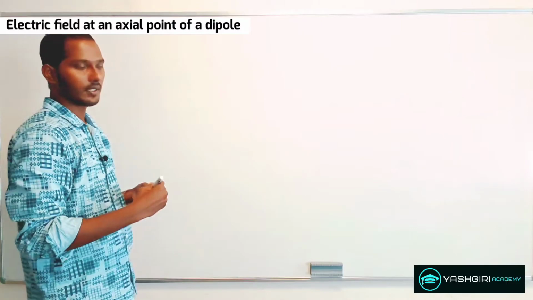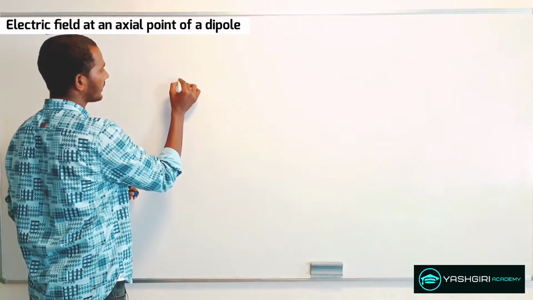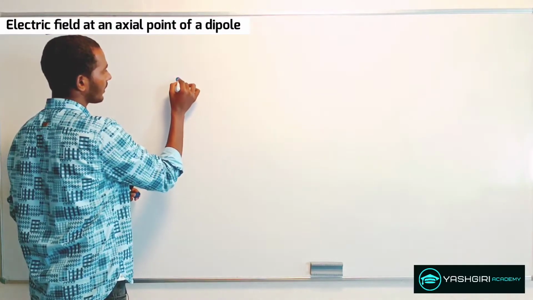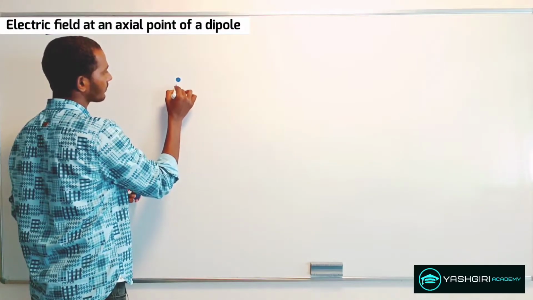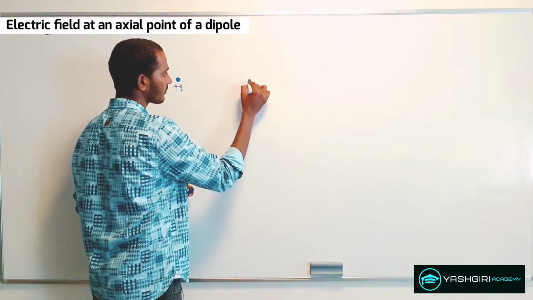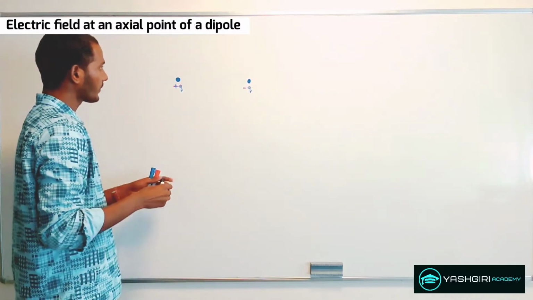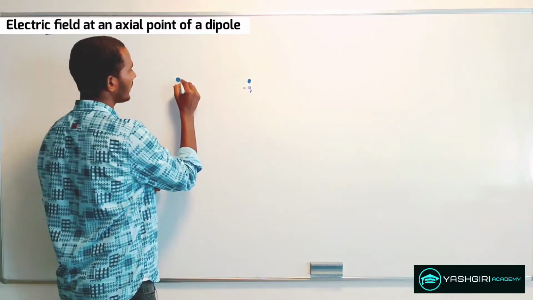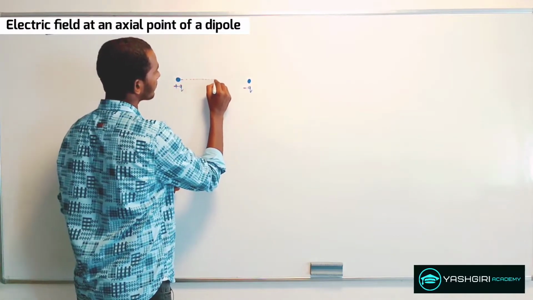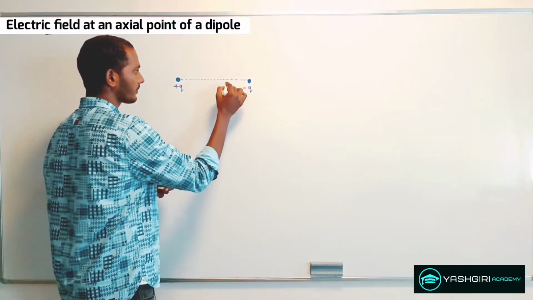Now let's take an electric dipole. So here, let this be a positive charge and a negative charge, and here let this be the dipole axis. Okay, so here this is my dipole axis.